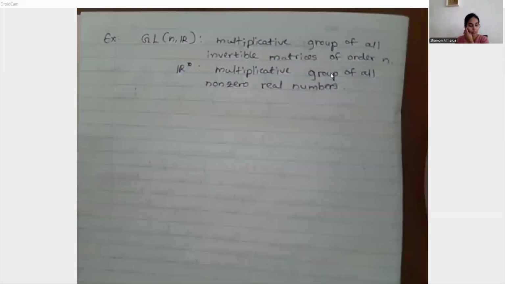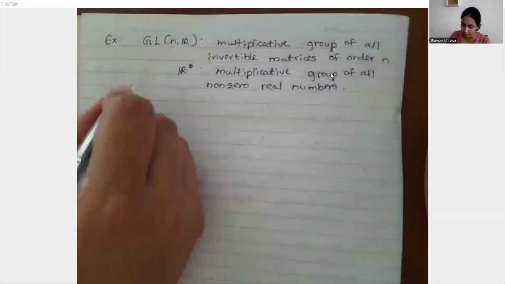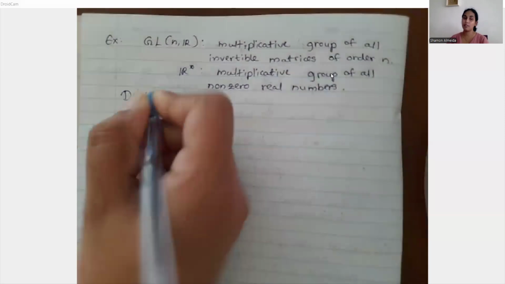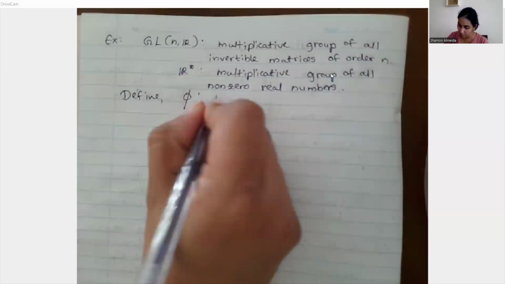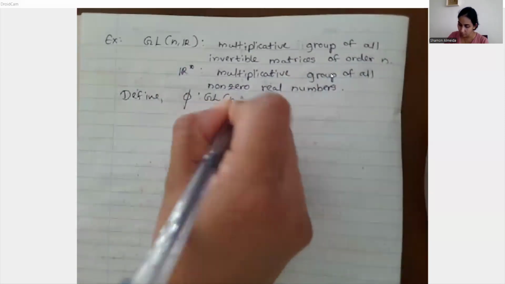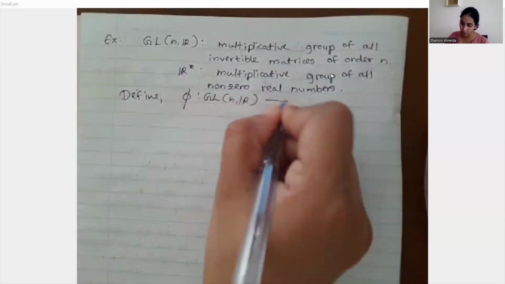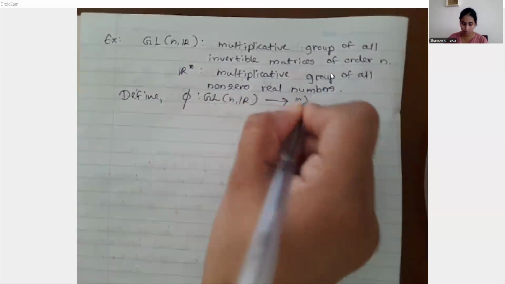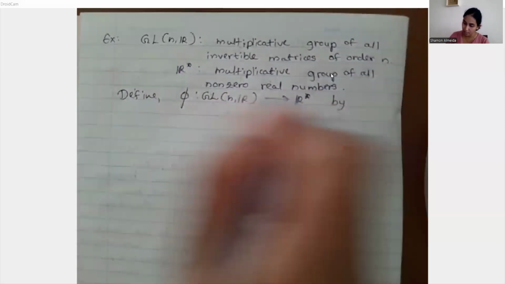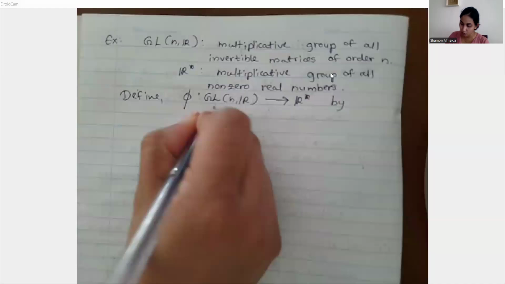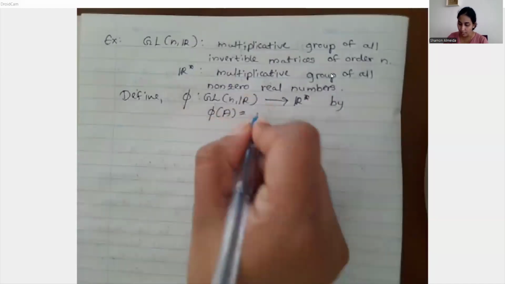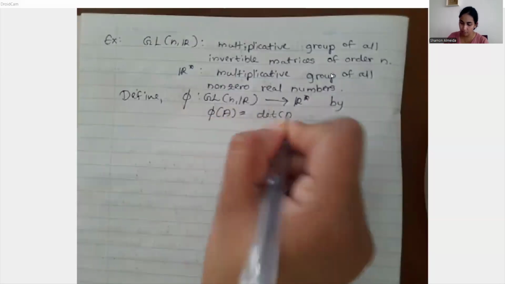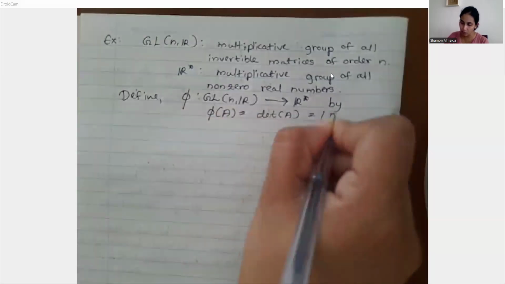Of all non-zero real numbers. Right. Then we define, this is something that you actually already know, a function phi from this group to R star by taking any matrix over here and mapping it to its determinant of A, or in some other cases we denote it by this.